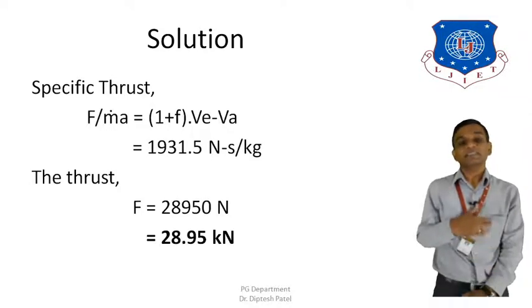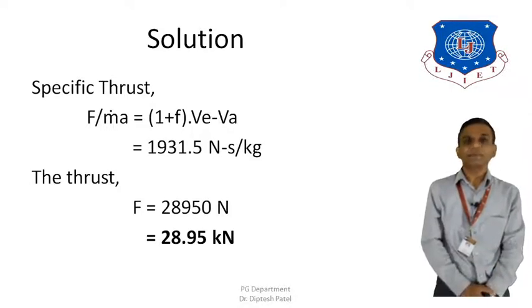Then after, the next thing is the thrust. So on the basis of that, we can calculate the thrust, which is capital F, that is equal to 28,950 Newton, or I should write 28.95 kilonewton. So that is the thrust that can be achieved.